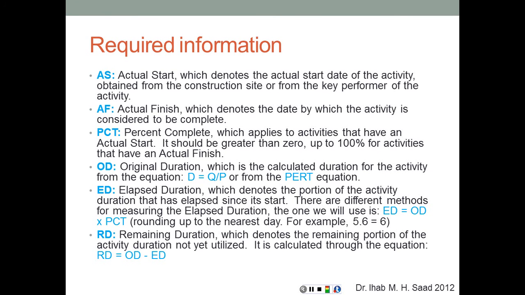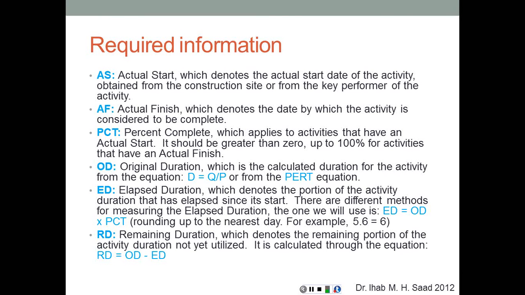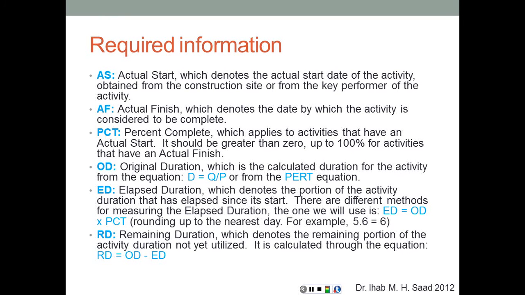OD, now we're going to talk about different types of duration. So OD is the original duration, which is basically the same duration that we have calculated in the past, which is obtained from Q over P in deterministic scheduling or the PERT equation in probabilistic scheduling.